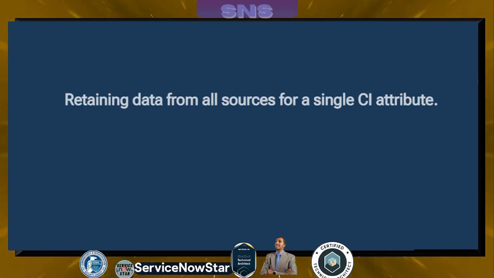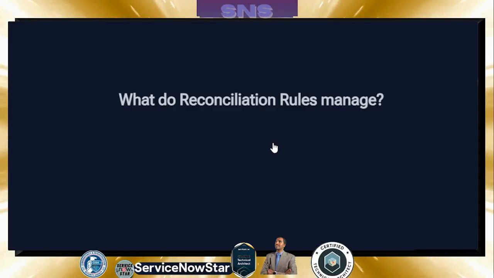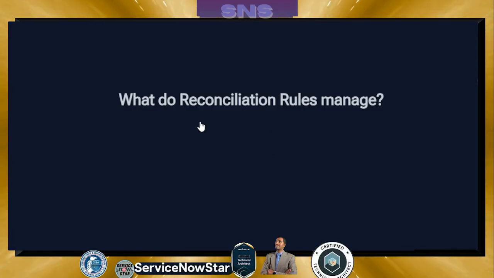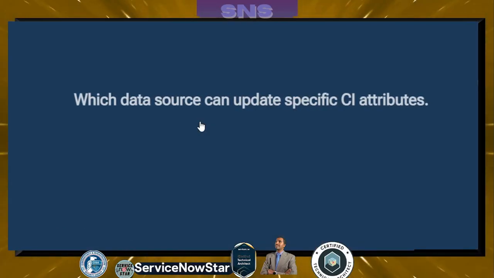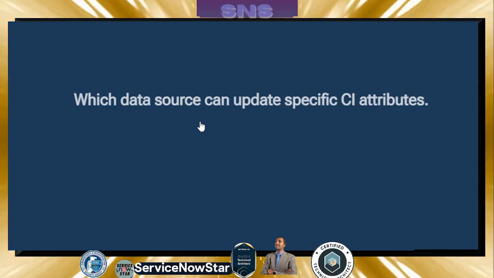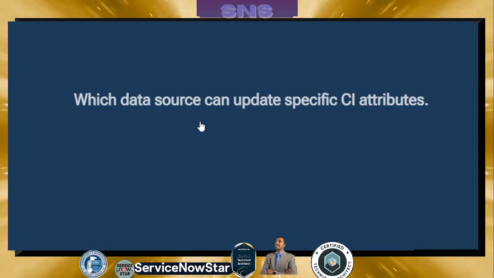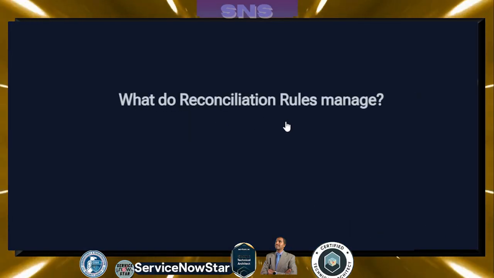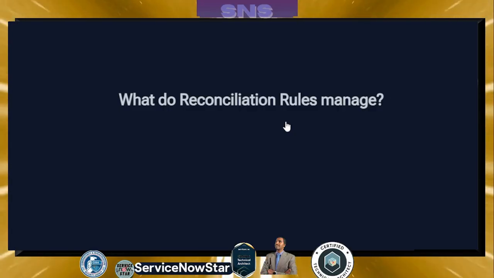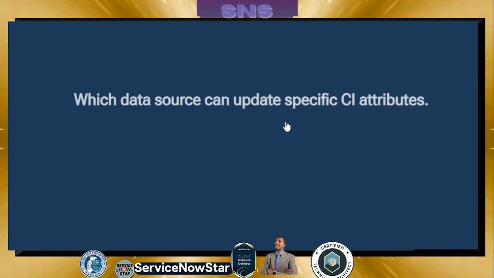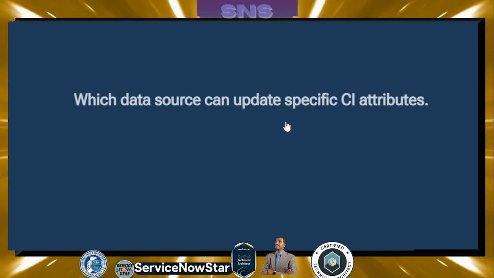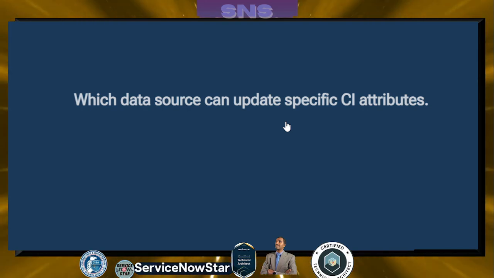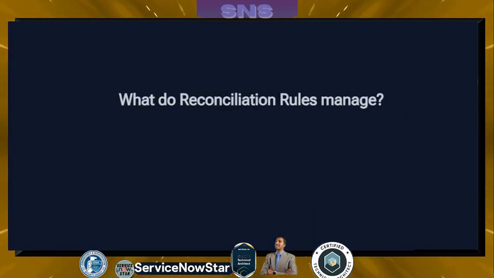Okay, what do reconciliation rules manage? Reconciliation rules help you manage the data sources which can update a specific CI attribute. That's what a reconciliation rule manages. They help you manage these different kinds of data sources, and then which one updates which specific attribute. Make sense? Reconciliation rule.